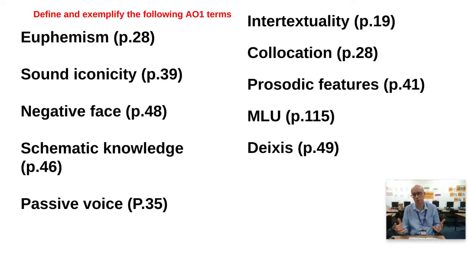The third one is negative face, which is explained in your textbook on page 48. Now, this is an element of pragmatics. This was introduced by a researcher called Goffman, who is a linguistic superhero. Goffman. And it's basically not what you think it might be, because when you see the word negative, you think it means using negative language. And actually, it's the direct opposite of that.